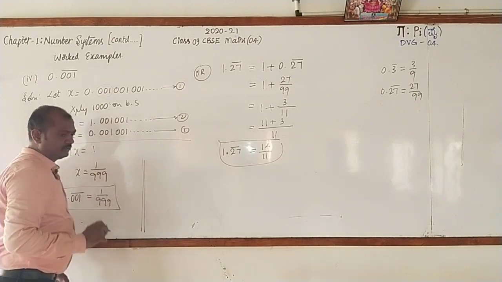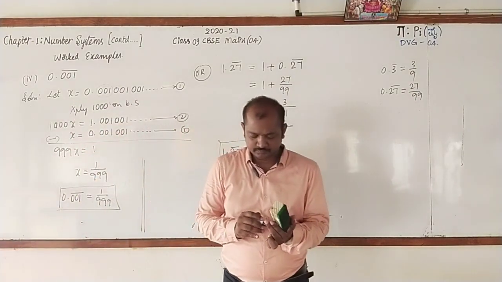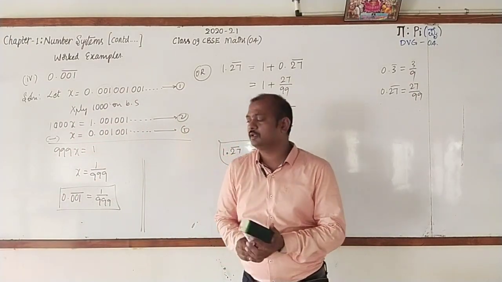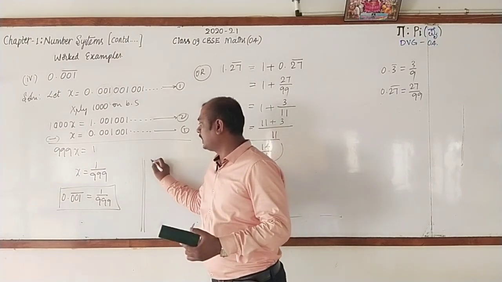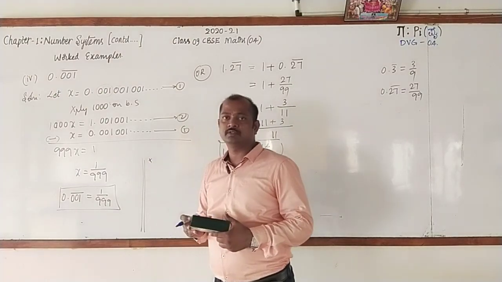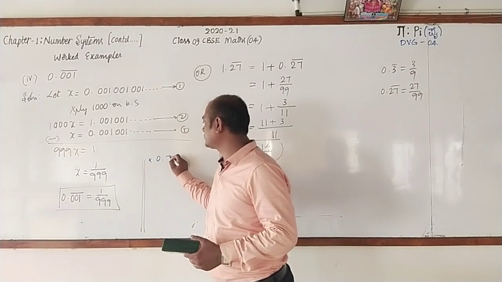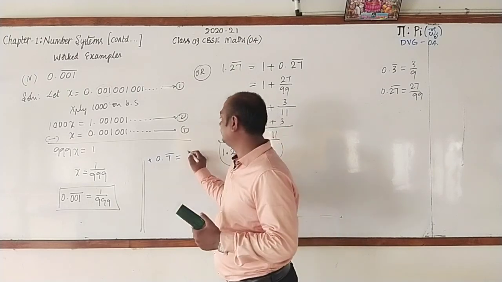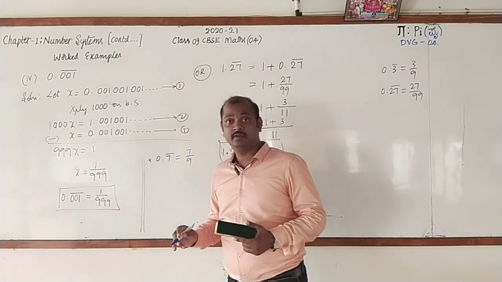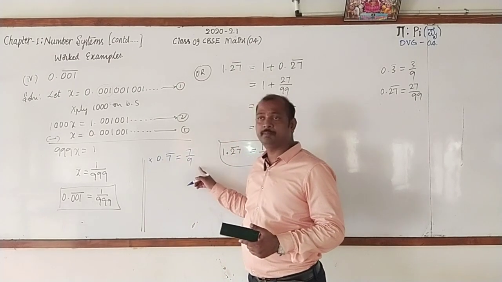Now, if it is so, just for the sake of testing your understanding, I'll ask you a few questions. Suppose 0.7 bar is there. How do you write it directly? It is 7 by 9 because only one digit is repeated.